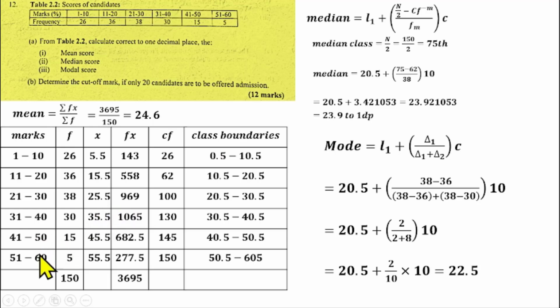If you come down here, you have 15 plus 5, which gives us 20. So if you consider these 20 students, 15 and 5, and add them together, that gives us 20 candidates. So we need to consider the scores of those students as our cutoff mark. You understand that now? That will be the cutoff mark if 20 students will be offered admission. So only these 15 and 5 students will be offered admission.